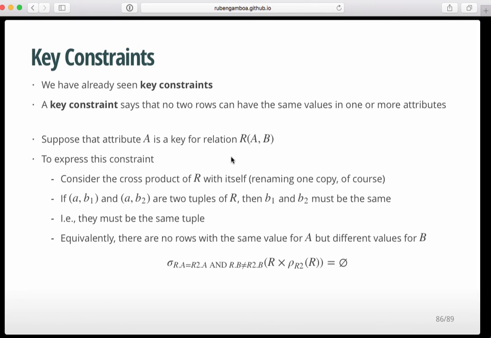And since they're the same tuple, that means that B1 is equal to B2. Another way of saying that is that you cannot find any rows that have the same value of A but different values for B. That's the way we're going to write it.